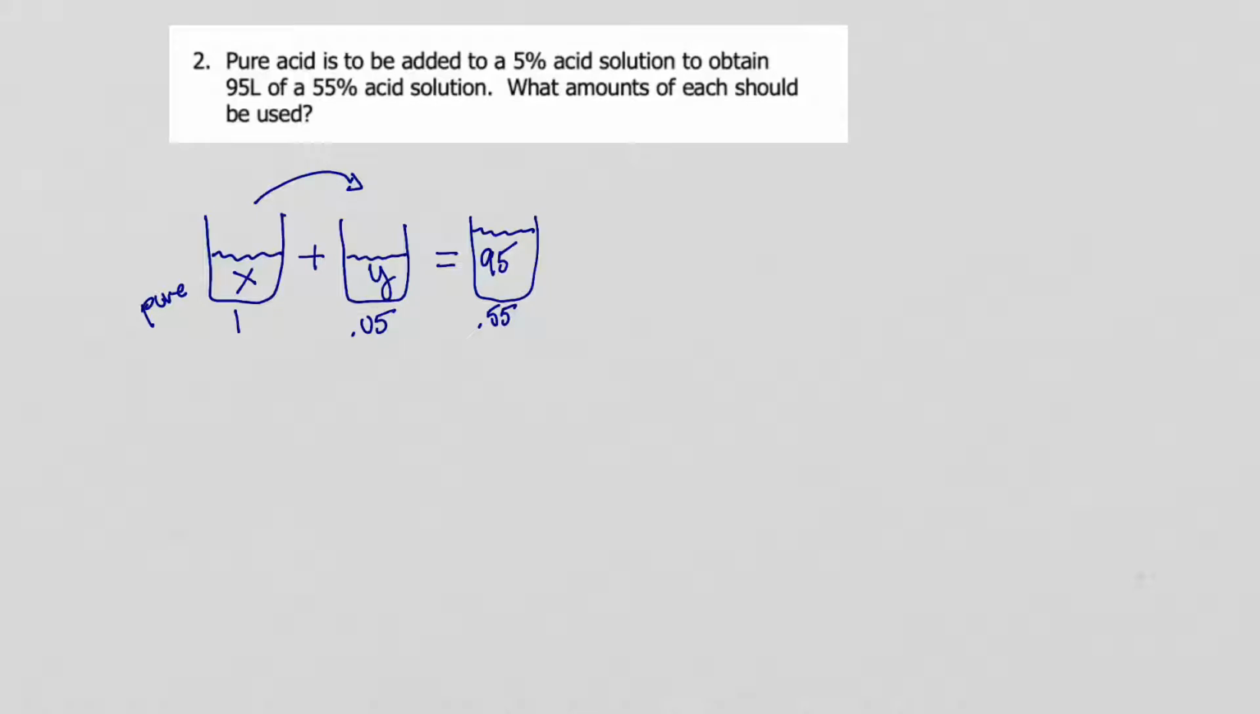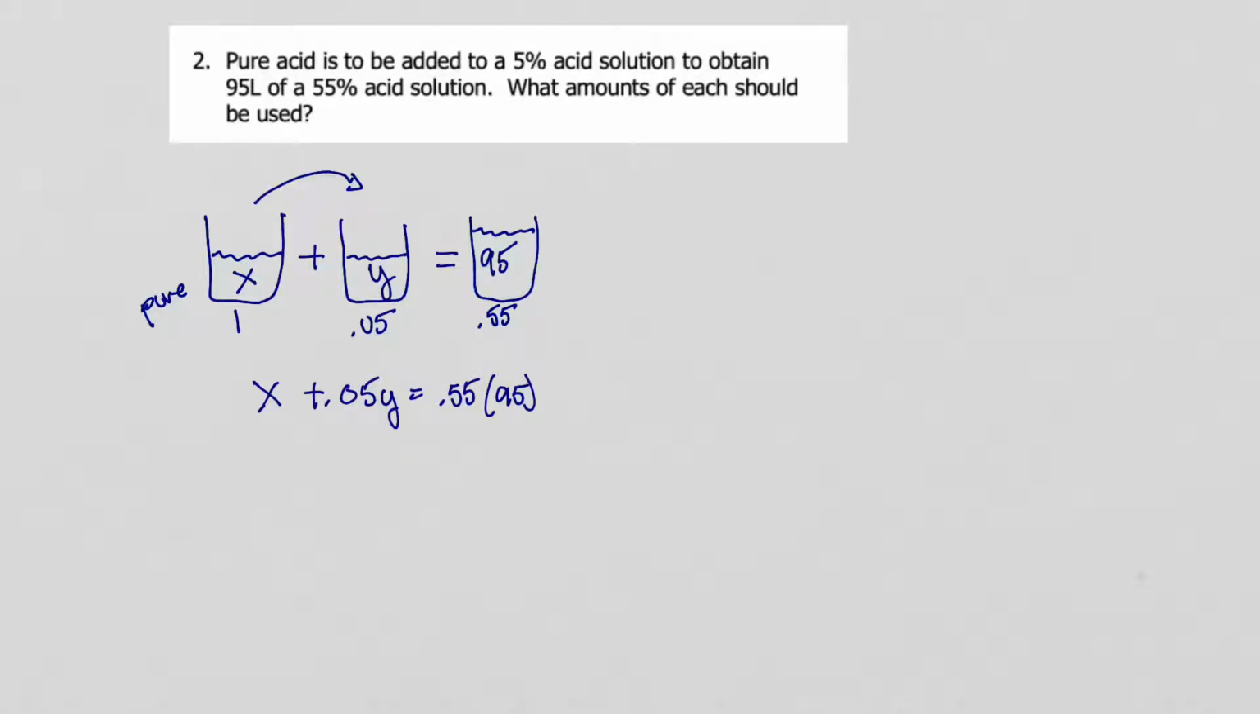Now, here's an equation right away. I've got 100% of this plus 5% of that gives me 55% acid of this. So here's one equation: X plus 0.05Y is equal to 0.55 times 95. But now we have two variables here, so we need another equation.